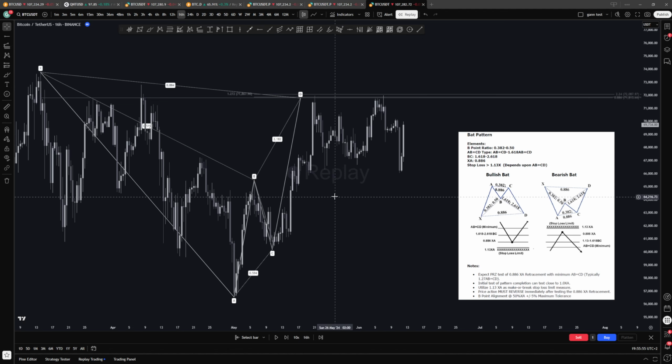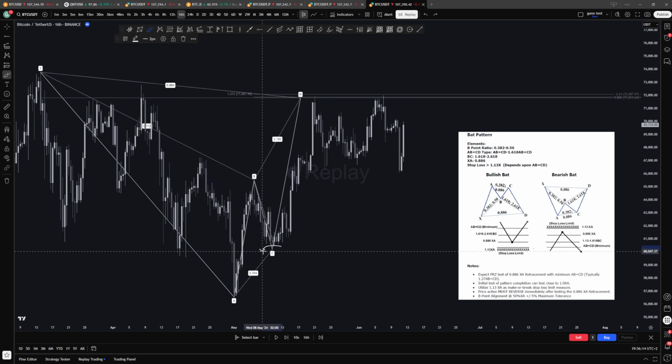Now, the reason why I wanted to showcase that to answer your question is this. The reason why harmonics work on their D point is because all of these fibs are in the same spot. The exact same spot, more or less, right? You get a very tight area where, hey, this is where you're going to reject. That is what it's telling you.